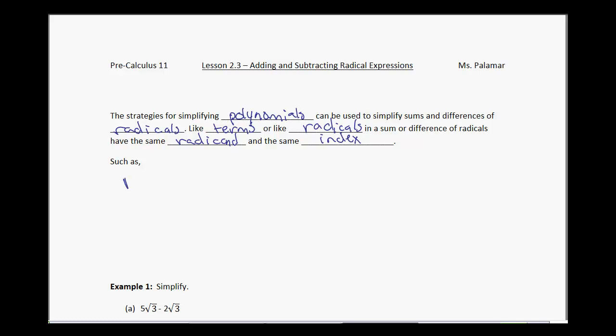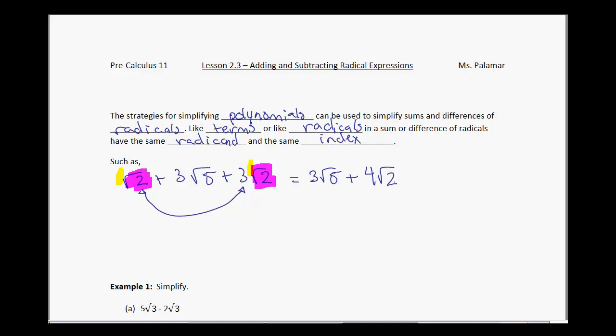Such as, say, root 2 plus 3 root 5 plus 3 root 2. In this case, we can collect the like terms of root 2 and 3 root 2 because they have the same index of 1 and the same radicand of root 2. So collecting like terms, we get 3 root 5 staying the same, and then we have plus 4 root 2. You can look at this the same way as you would with variables, such as x plus 4x equaling 5x. It is important that they have the same radicand and index, though. Let's dive into some examples.